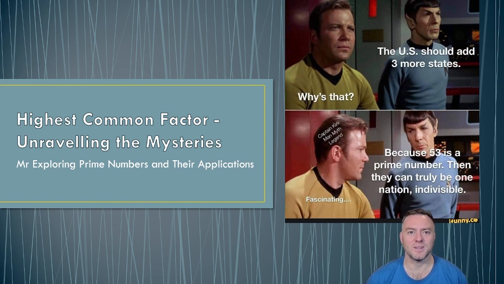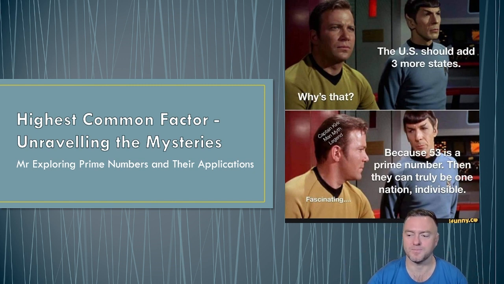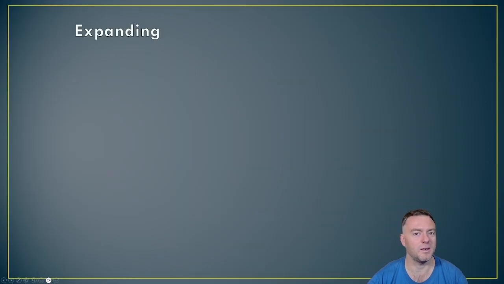So the highest common factor, like I just said, is basically you'll have two separate individual terms, and you're going to try and find what's the biggest number that can come out of both of those numbers. So let's jump on in.